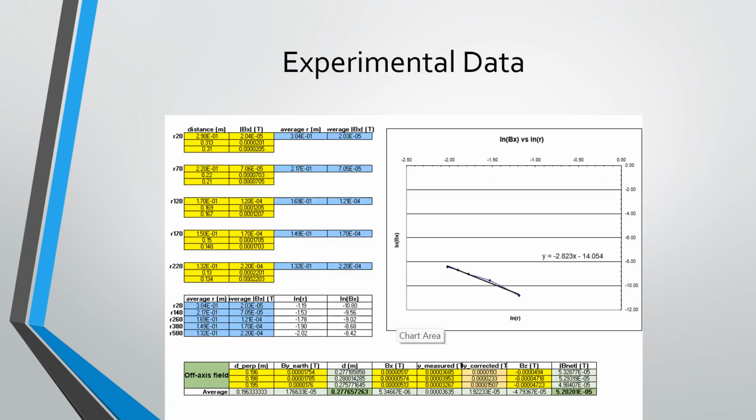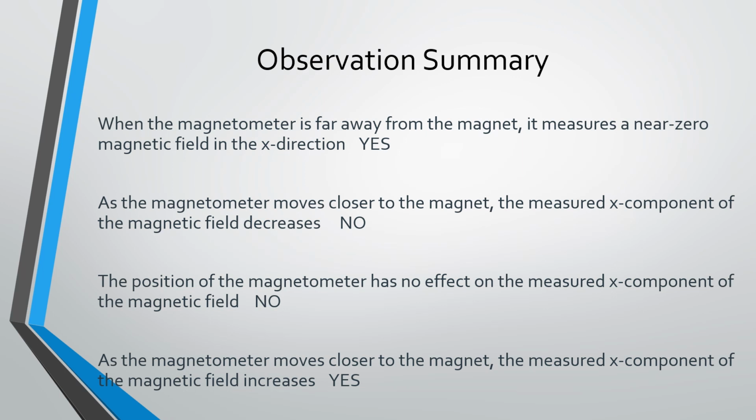For the experimental data, after we set up the phone and found the correct distances, we were able to get this data as shown, which gives us in the top section the on-axis B fields, whereas the bottom section shows us the off-axis B fields. As you can see with the inverse log, we get this little graph as shown for the magnetic field and the distances.